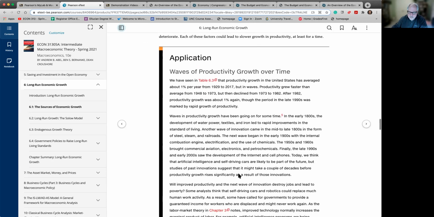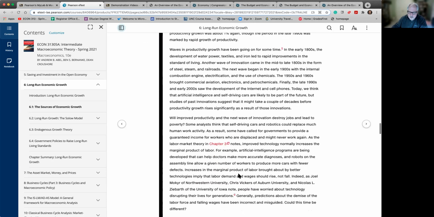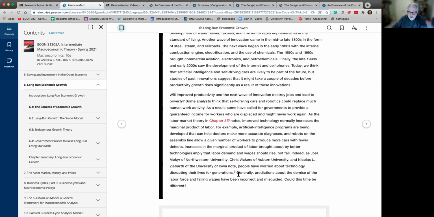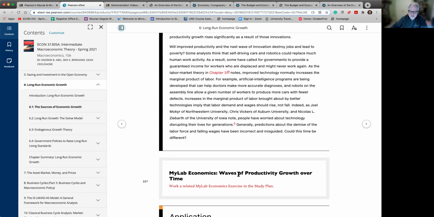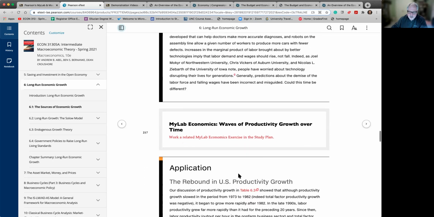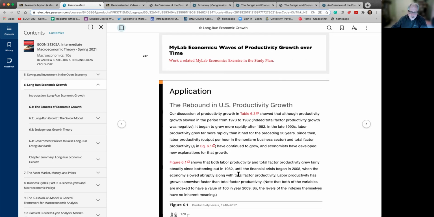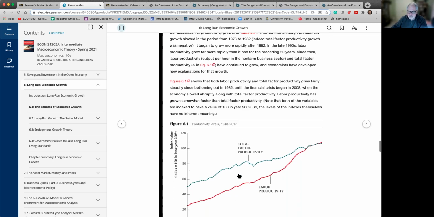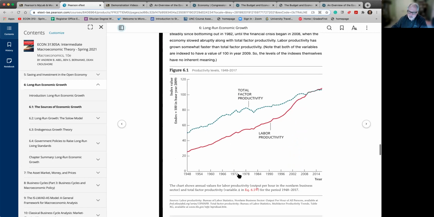It's important to look at the application here, how productivity has changed over time. Productivity turns out to be a key driver of economic growth and living standards for the economy. So that's one of the things that we want to look at. What's happening to productivity growth, in particular in the U.S.? Here's a picture of that. We typically see labor productivity growing over time, and growing faster than total factor productivity.